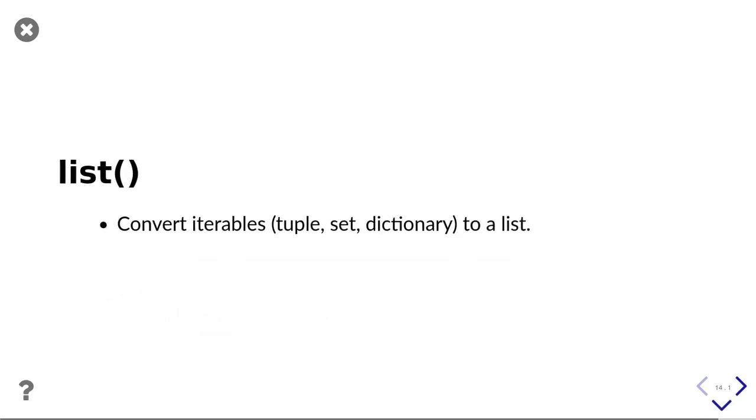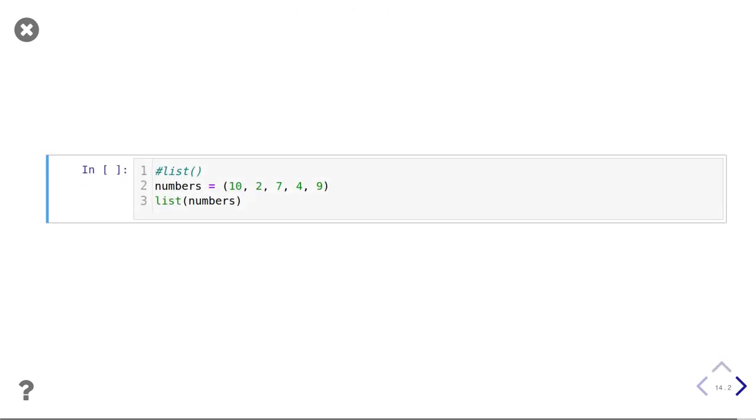And the last one is list. This function is used to convert iterables like tuple, set, dictionary to a list. One example here: I have created one tuple. In upcoming video sessions we will discuss tuple.